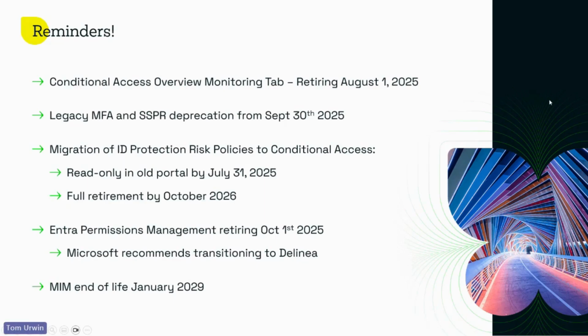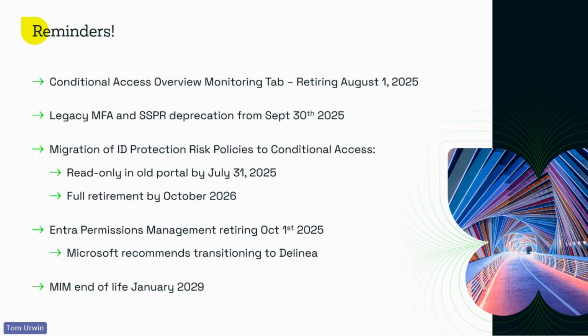So some other things, the conditional access overview monitoring tab, you may not even use this very much. Clearly it's not getting used enough to stay around. That is being retired, but there are obviously more insights and more intelligent ways of looking at any of these things as we've seen. So all those other enhancements to conditional access and the optimization agent hopefully fill the gap there for you. This next one as well, legacy MFA and SSPR deprecation from the end of September.